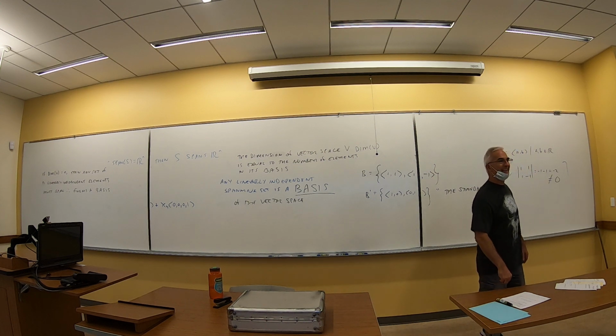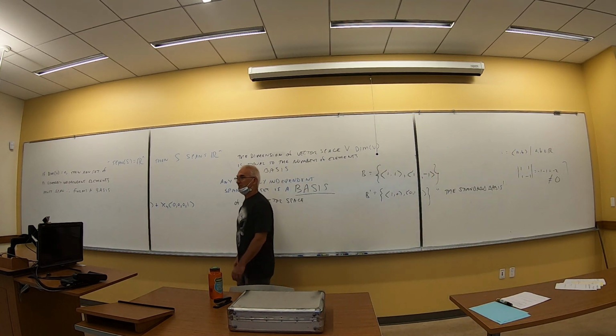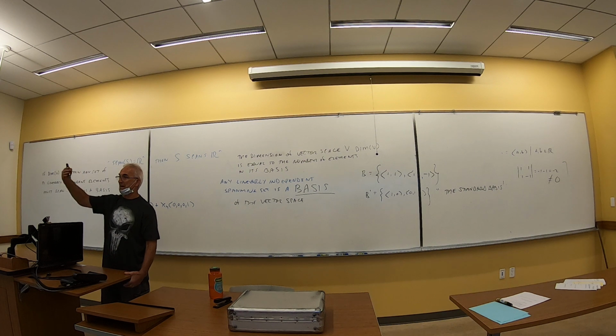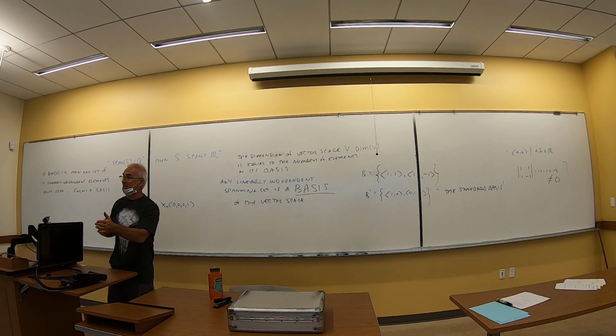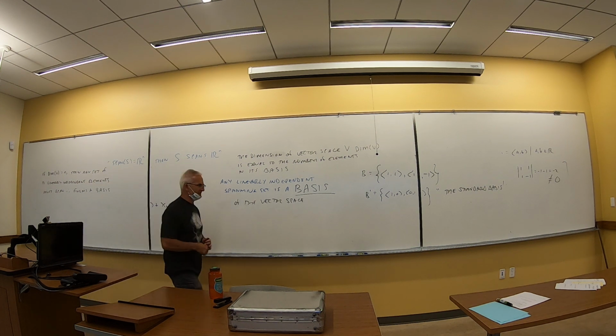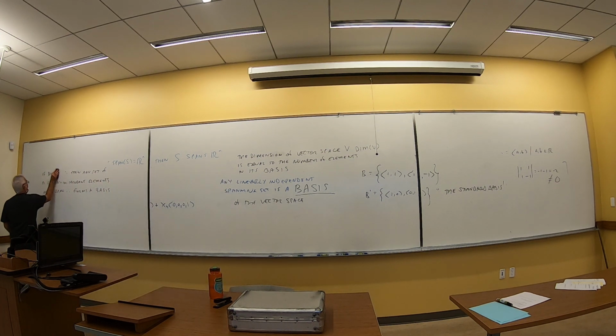If I give you 3 in R4 and you proved independence, they can't span, they're not enough. Not a basis. Independence does not mean basis, but basis means they are independent. So you always start by showing independence and then look at how many there are. Does that help? So the standard basis, which is always the easiest one to find, doesn't take a lot of work. So here's the question.